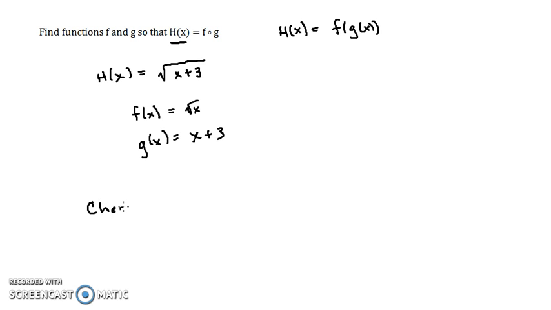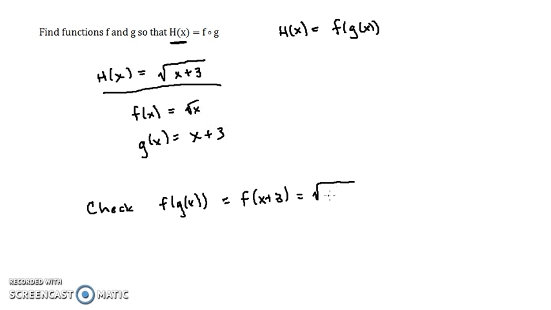Let's check it and make sure that it works. When we do f of g of x, we've got to get back to this original function that we were given to start with. Okay, so g of x is x plus 3. Replace g of x with x plus 3, and then we're going to take x plus 3 and put it into f, and we get the square root of x plus 3.